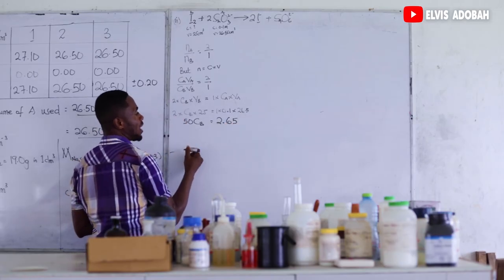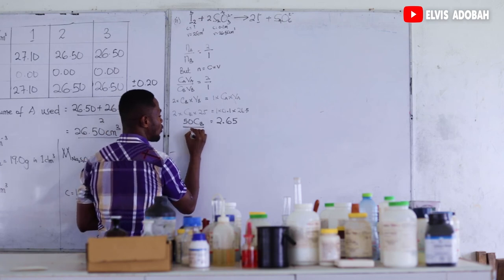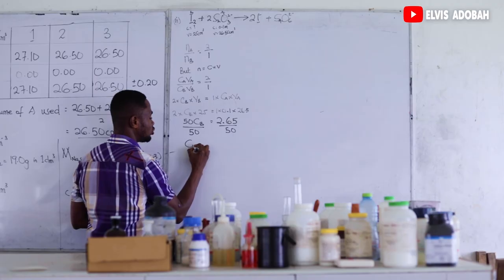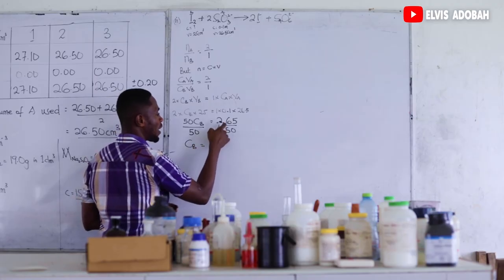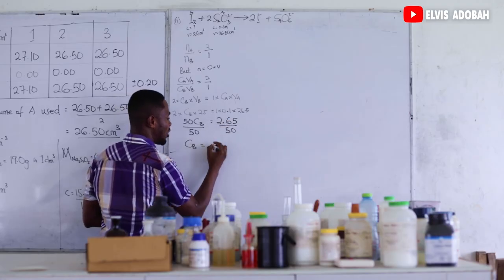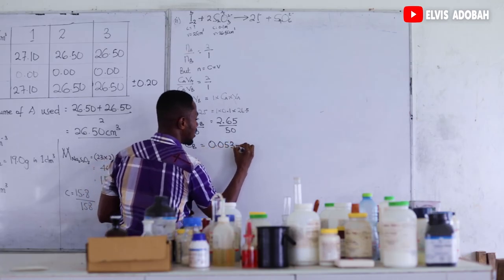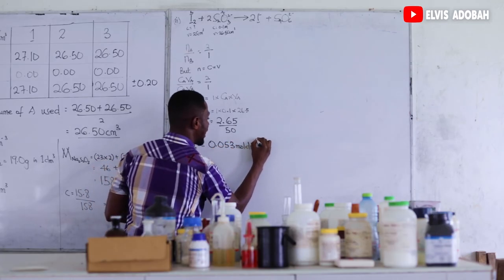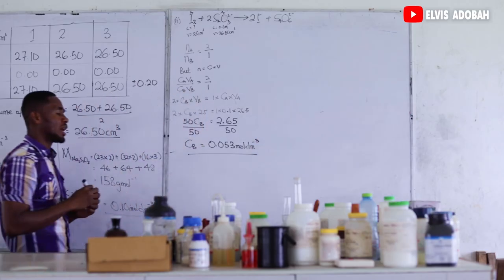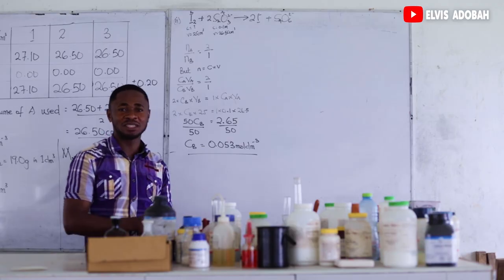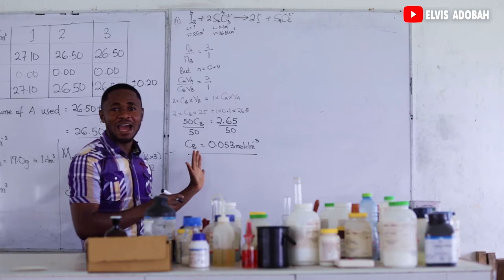2.65. Then, to calculate the concentration of B, we divide both sides by 50. So concentration of B becomes 2.65 divided by 50, and that will give us 0.053 mole per decimeter cube. That is our concentration of B in mole per decimeter cube. That is the II part of the question.